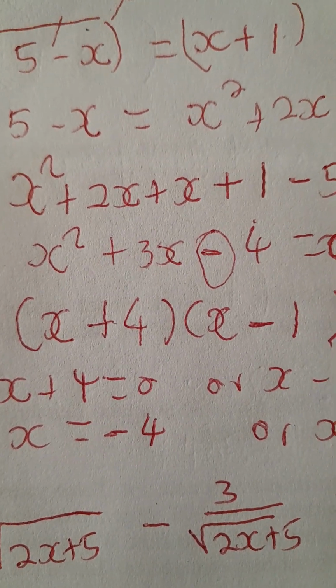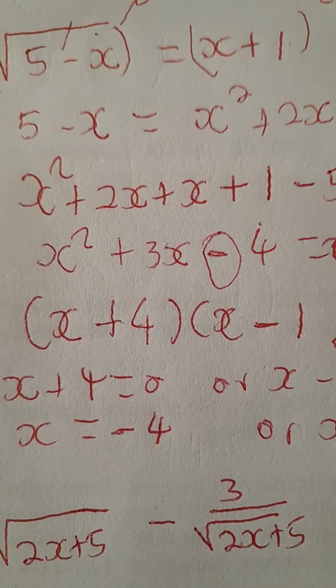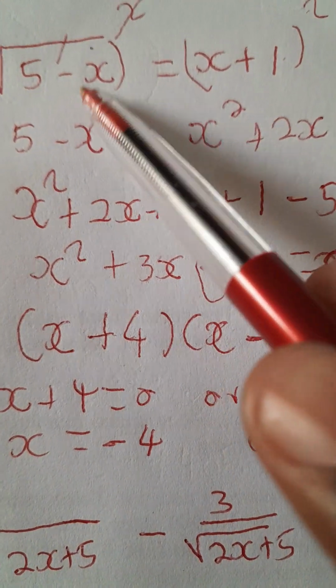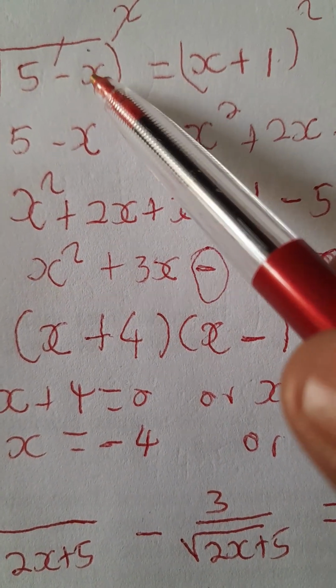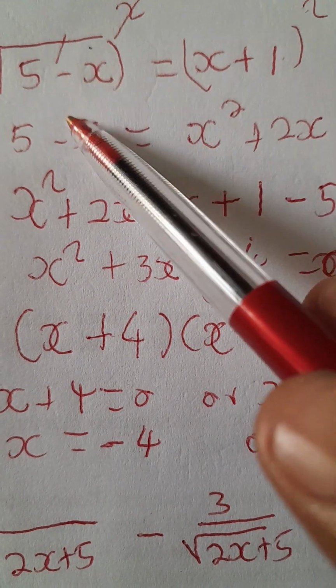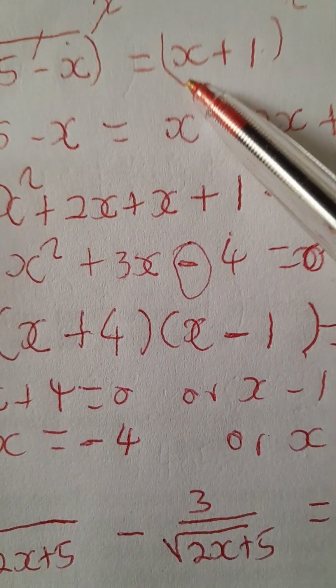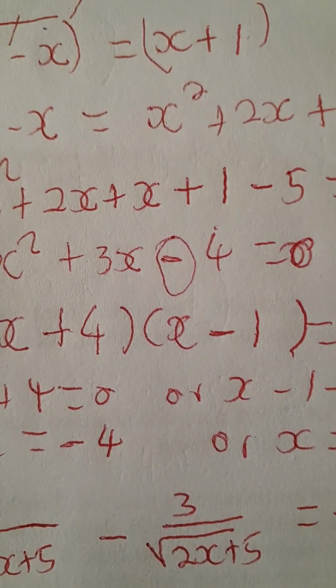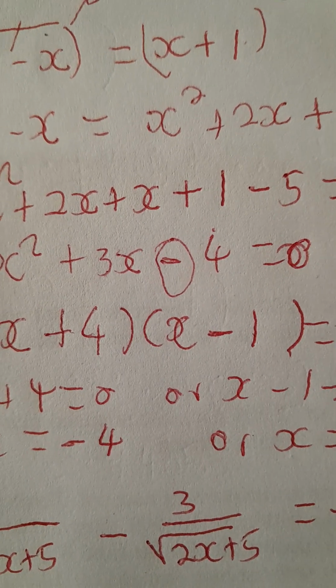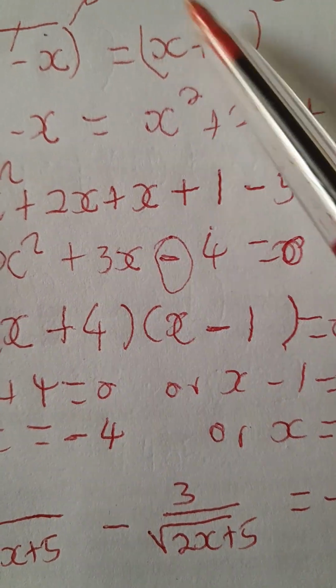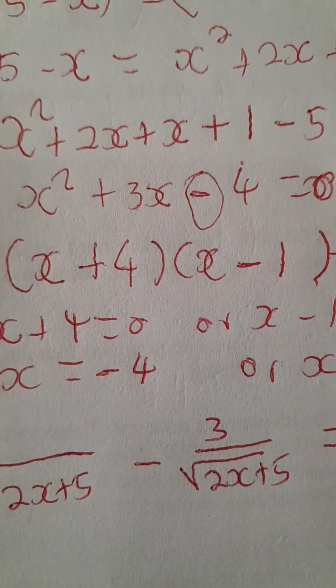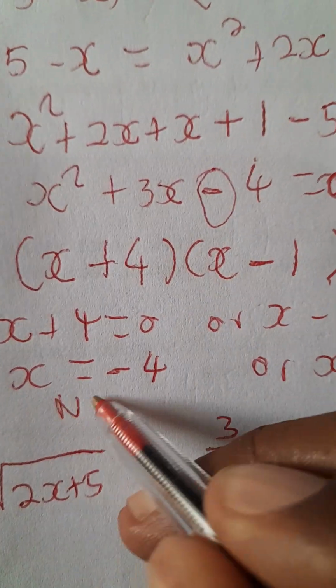Go back to the original equation. Let's place negative 4 here. 5 minus negative 4, that will be positive 9. Square root of 9, that's 3. But when we place negative 4 here, negative 4 plus 1, that's negative 3. So they are not equal because this one is negative and this one is positive. So this is not applicable.